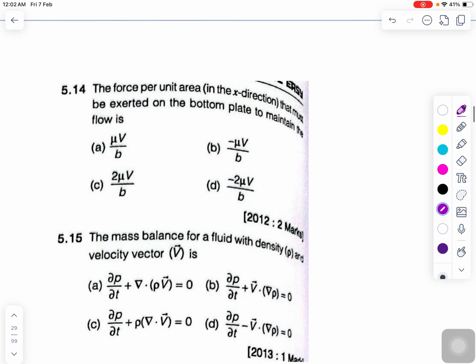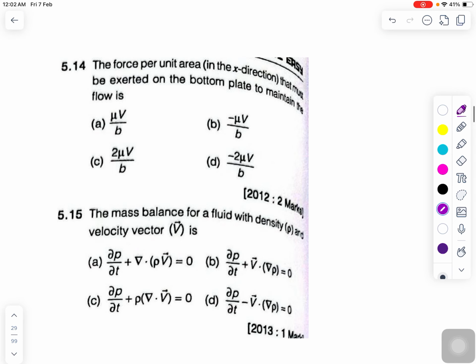Okay, so after that I'll be moving towards the next question. The next question says the force per unit area that must be exerted on the bottom plate to maintain the flow is. So what is force per unit area? That is pressure. So obviously that is tau. That is obviously force per unit area on the bottom plate. So that is the shear stress there.